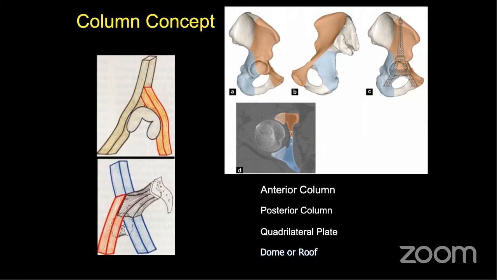And then you have a posterior column that involves the posterior buttress of the ilium, the greater sciatic notch, down the way to the ischium. These two inverted arms of the Y support the acetabulum, and it has its weight-bearing dome where the columns join.